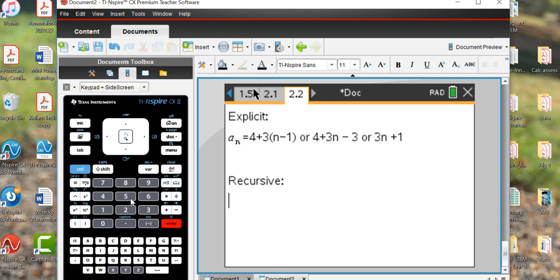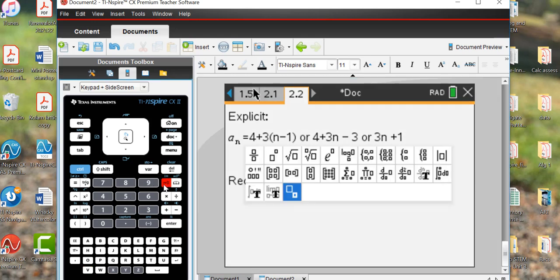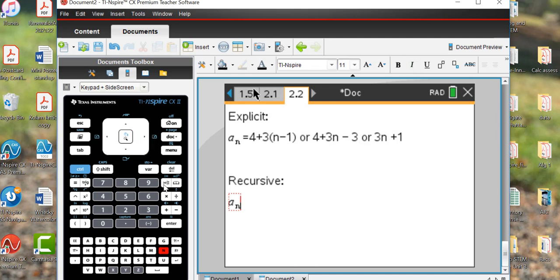All right, recursive. Okay, to get my nth term, I take the previous term and what do I do to it? Add 3. Oh, but you have to tell me where to start. Where should I start? Oh, well, start with a first term of 4. And you'll have it.